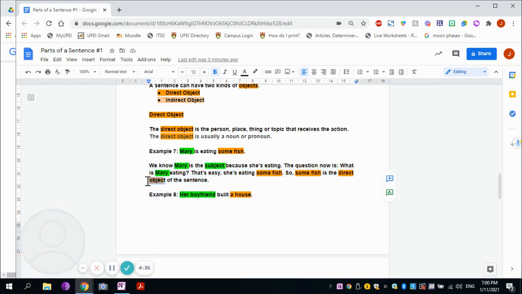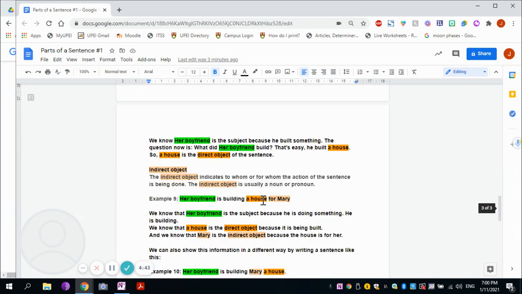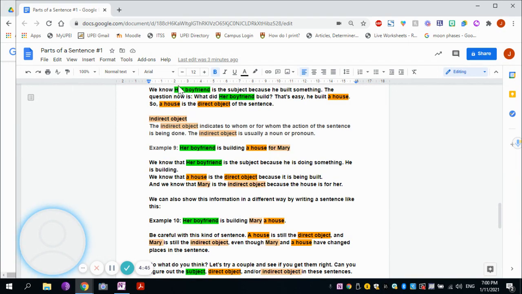Example 8. Her boyfriend built a house. We know her boyfriend is the subject because he built something. The question now is, what did her boyfriend build? Well, that's easy again. He built a house. So a house is the direct object of the sentence.